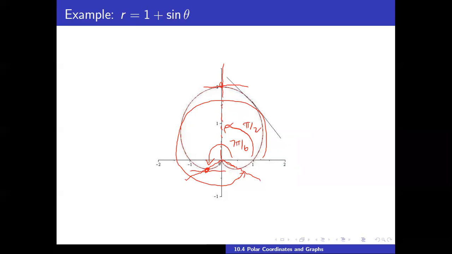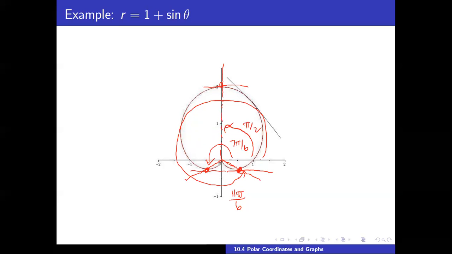Okay, that's 11 pi over 6. Does it look like there's a horizontal tangent line there? Most definitely. What about 3 pi over 6? What does it look like is going on there? Or sorry, 3 pi over 2.